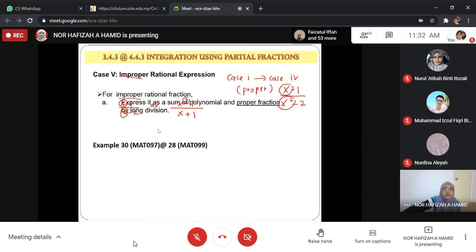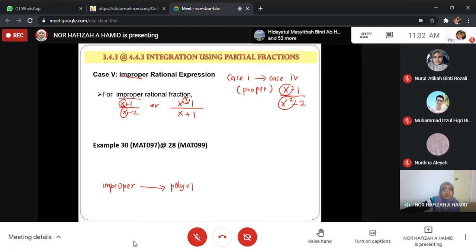Okay. So example dia, makna step dia, you nak solve for case 5 ni, dia akan start bagi dengan you punya question tu in terms of improper. So from improper ni, you need to change into polynomial and proper. Okay, so from polynomial and proper, then you can change into partial fraction.